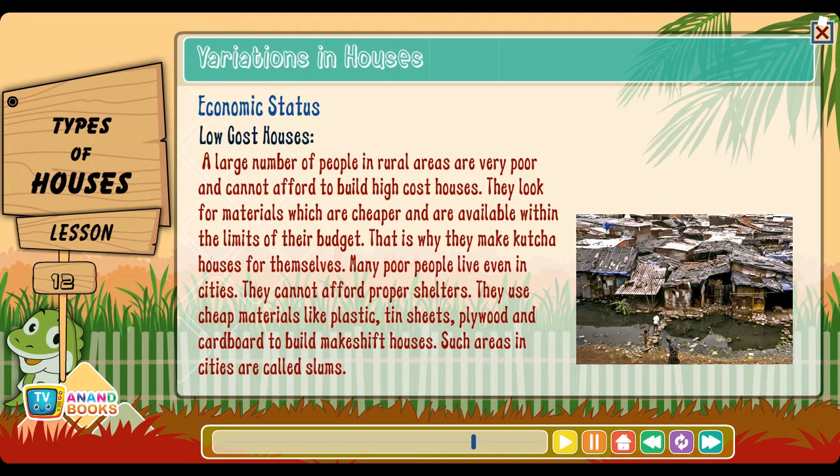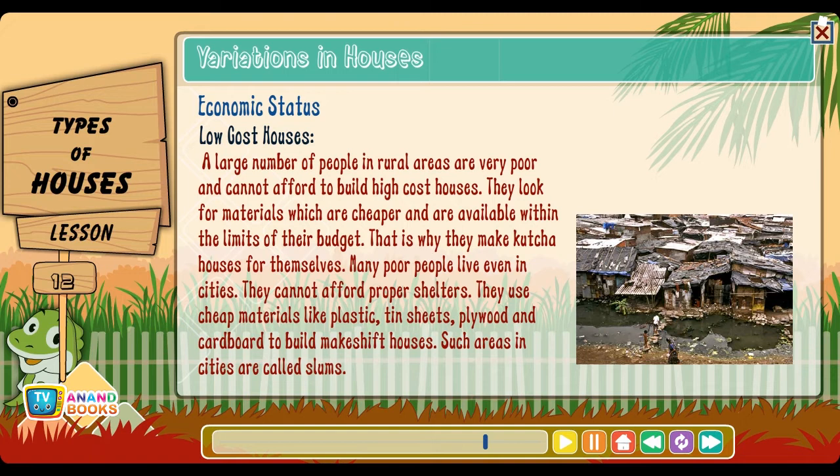Many poor people live even in cities. They cannot afford proper shelters. They use cheap materials like plastic, tin sheets, plywood and cardboard to build makeshift houses. Such areas in cities are called slums.